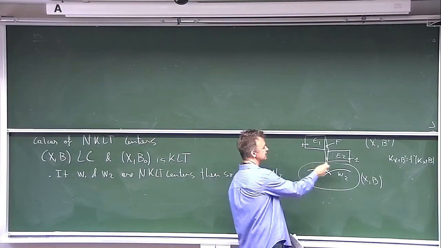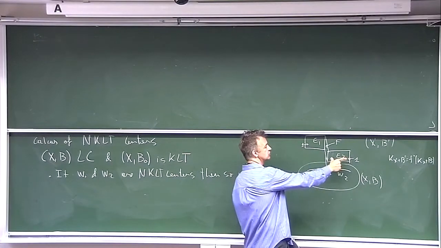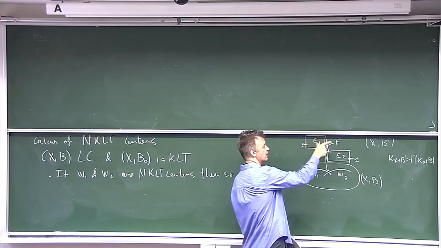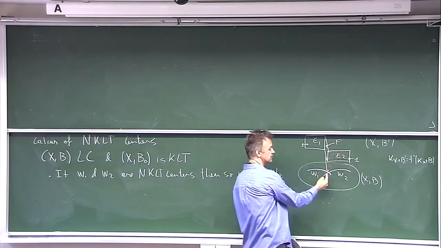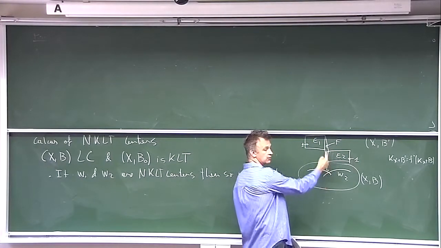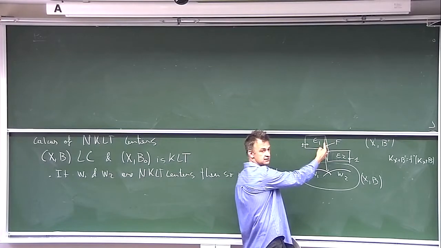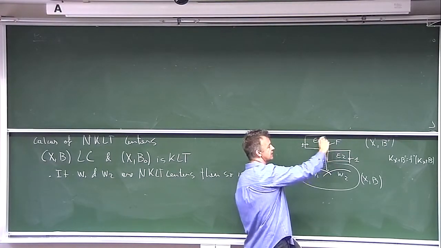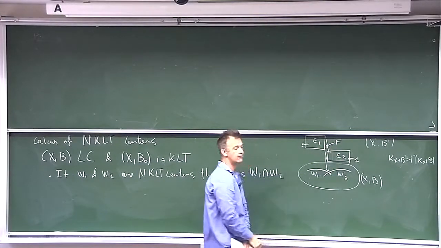So you can't have a situation in which the only two divisors over W2 and W1 with coefficient 1 are disjoint. Because then the fiber over their intersection would be empty. We know that's not the case. So these two divisors either intersect or are connected by some other divisor of coefficient 1.